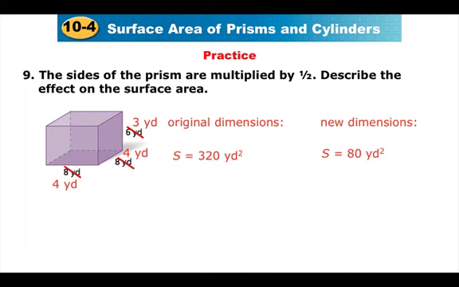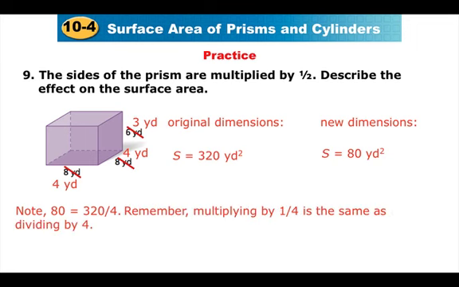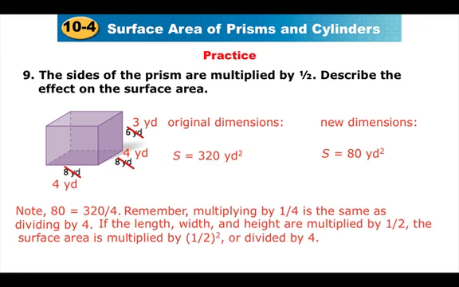Now, you should be able to see that to go from 320 to 80, I need to divide it by something. Okay? And notice basically we're dividing by 4. So now you can answer the question, but let me remind you something. Remember, multiplying by a fourth is the same thing as dividing by 4. And this is how you answer the question. This is how you describe the effect on the surface area. If the length, width, and height are multiplied by a half, the surface area is multiplied by 1 over 2 squared or divided by 4.